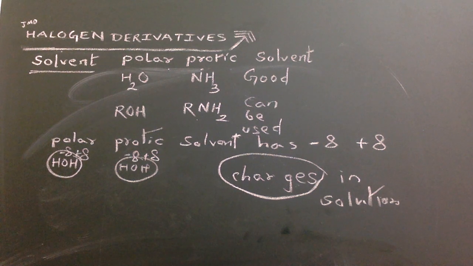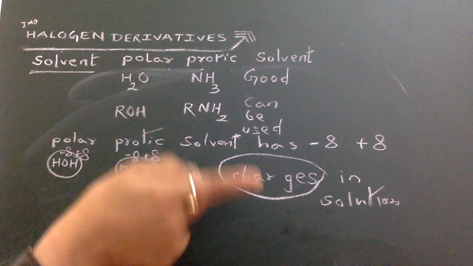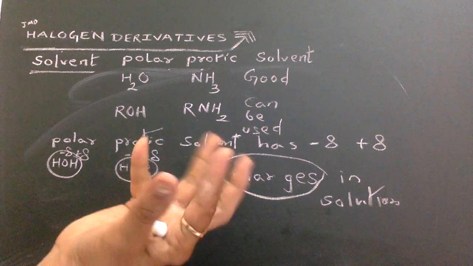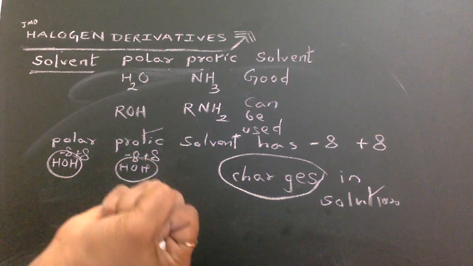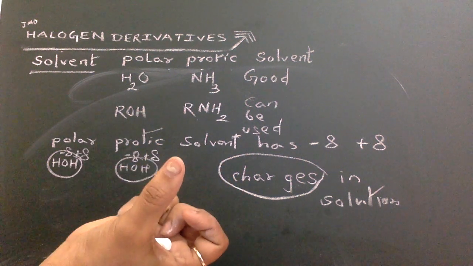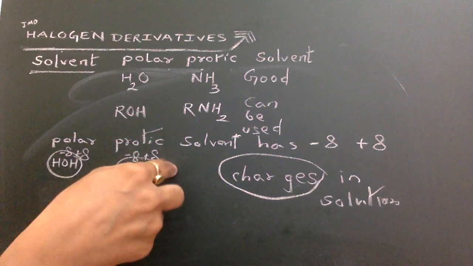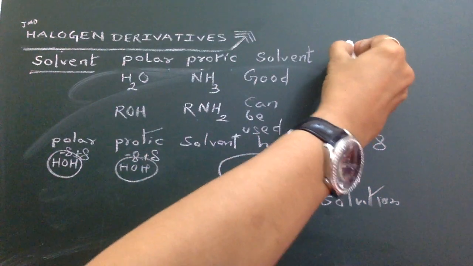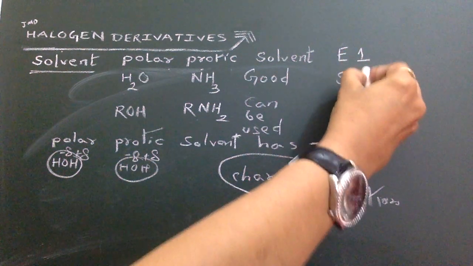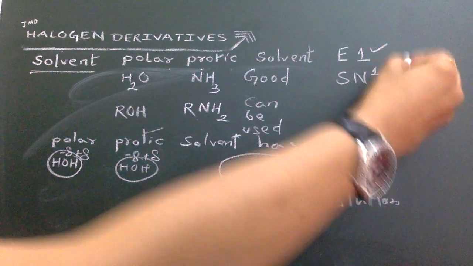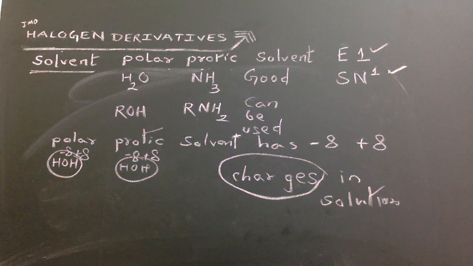Now why I said carbocation in between. Children, if you remember, in SN1 and in E1 mechanism, the intermediate was carbocation. और एक पोलार प्रोटिक सॉल्वेंट में अच्छी क्षमता है चार्ज को स्टेबलाइज करने के लिए. If you want to make a good carbocation, we need a good polar protic solvent, and hence we can say E1 and SN1 are favored in a polar protic solvent.